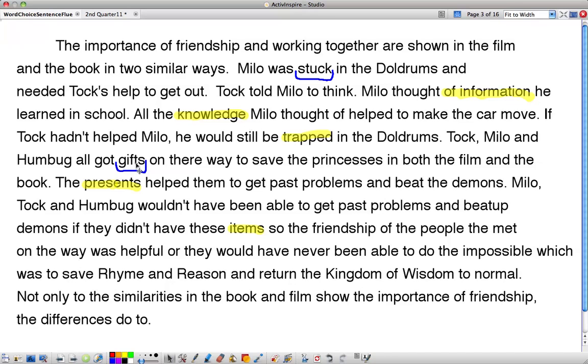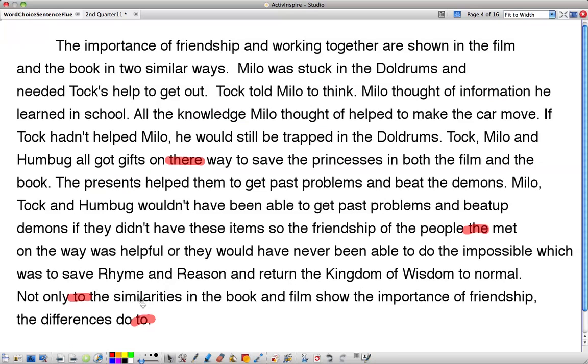Finally, we've got our 3 gifts. I kept one gift, decided that that was okay. The second gift I changed to the word presents, because that's really what they were. They were presents. And then the third gift, I decided that actually here in this sentence, I was referring more to the items he had. Because at that point, although they were gifts, they were also items he had. So I thought that that was a better word. So already starting to get just a bit better.